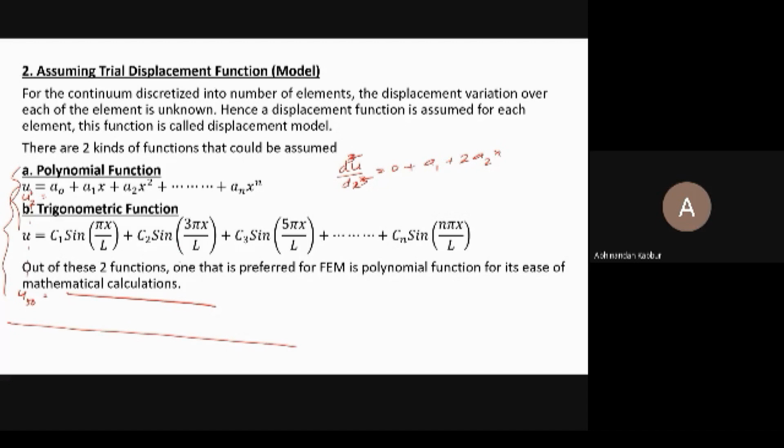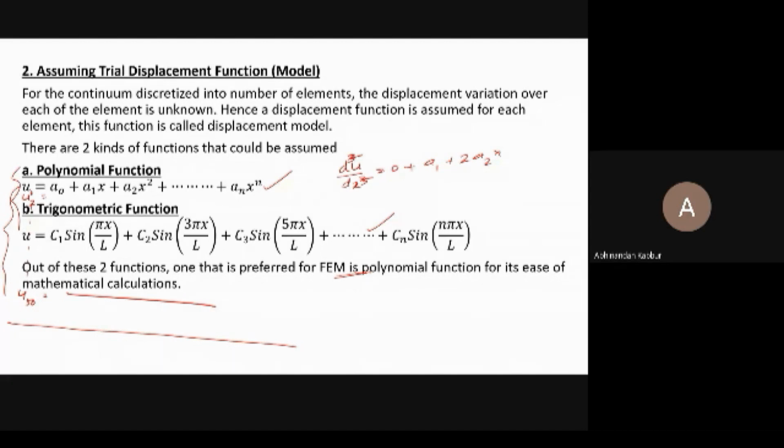When I am solving the problem, I'll compare how it will be if I consider a polynomial function, and how it becomes somewhat tedious if I consider a trigonometric function. I am not saying that it is not possible, but it becomes a somewhat tedious process. Therefore, usually we try to consider a polynomial function while assuming a trial displacement function.